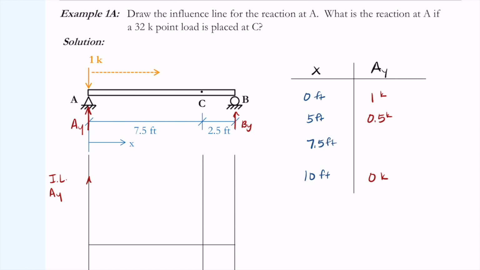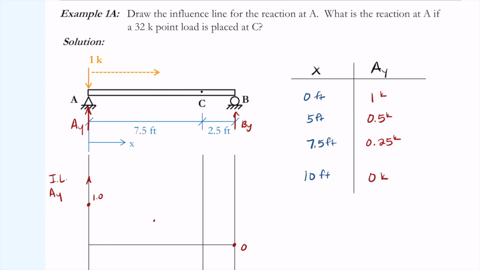And lastly, we can put it at point C, which is x equals 7.5 feet. We see here that the reaction is now 0.25 kips. And you could solve this by just using equilibrium, so sum moments about B to solve for AY. I'm going to plot these values now on a graph.